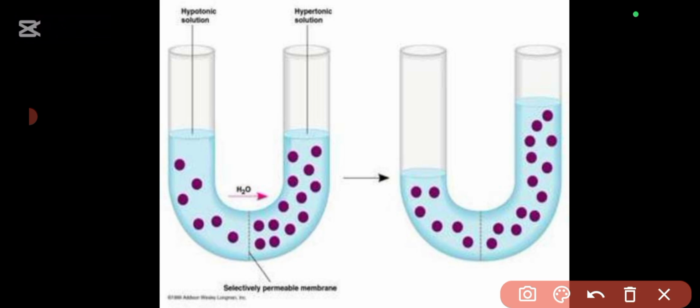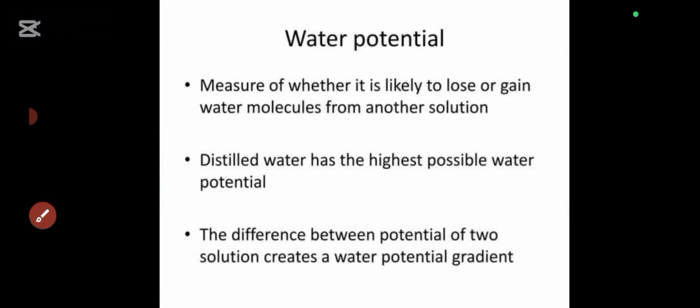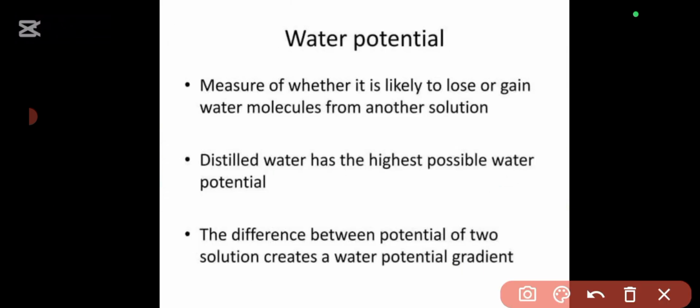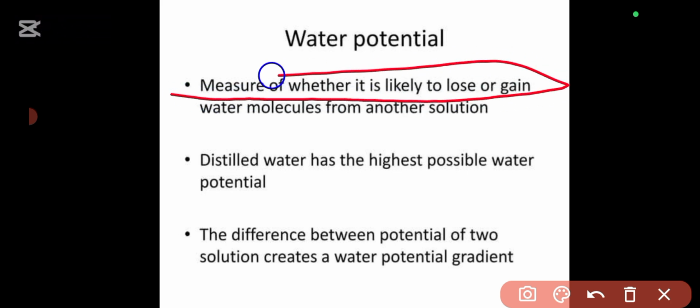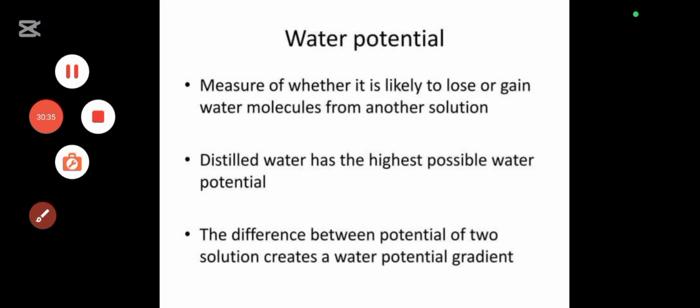Now, you should not think that the water here is equal to the amount here, because gram for gram, the amount of water you will get here relative to the amount of solutes is more than the amount of water you will get on this side relative to the amount of solutes. Now, what is water potential? Like I said, water potential is simply a measure of whether a solution is likely to lose or gain water molecules from another solution.